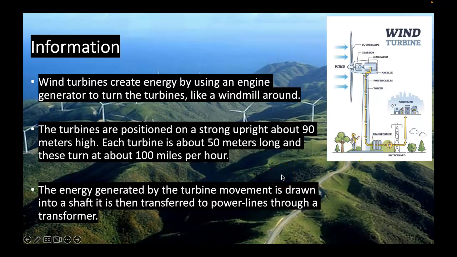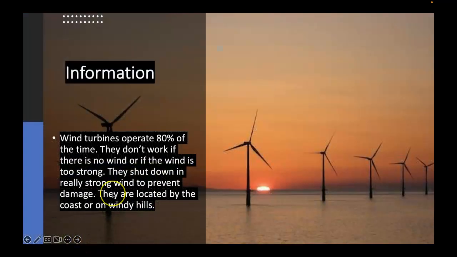The energy generated by the turbine movement is drawn into a shaft that is transferred into power lines through a transformer. Wind turbines operate most of the time, precisely 80% of the time, but they do not function when there is no wind, or if the wind is too strong, they shut down to prevent damage. They are located on the coast or on windy hills.